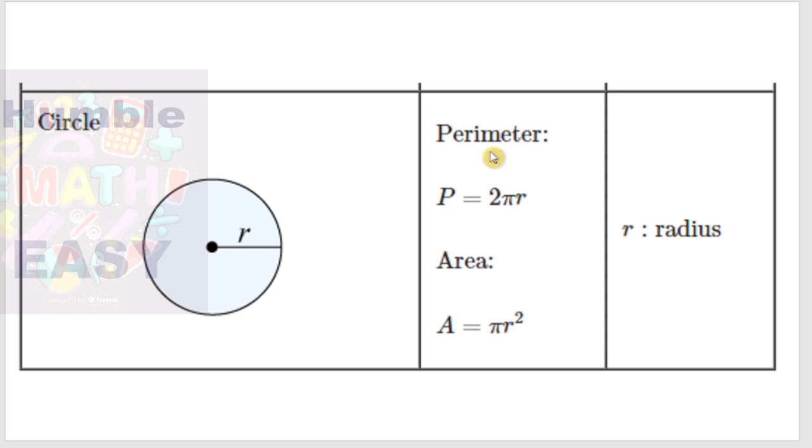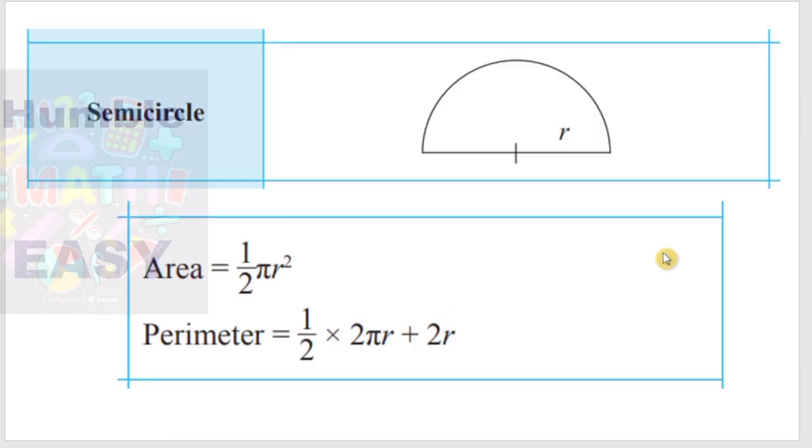So the perimeter of a circle is what you call circumference. Another name for the perimeter of a circle is circumference. So the perimeter is 2 pi r, and the area of a circle is pi r squared, with the r as the representation for the radius. A semicircle is half.